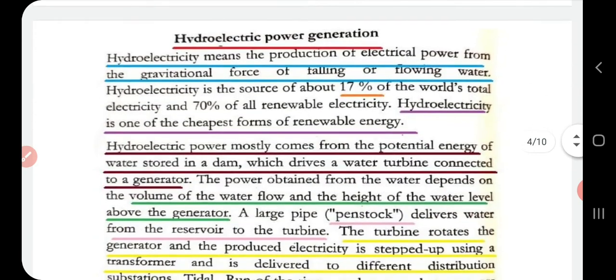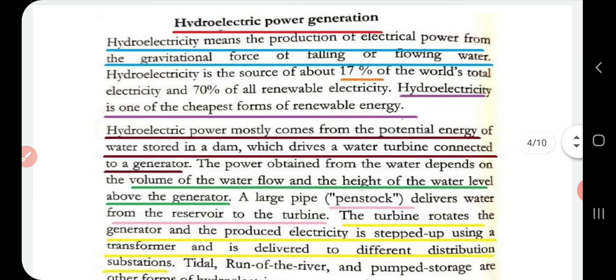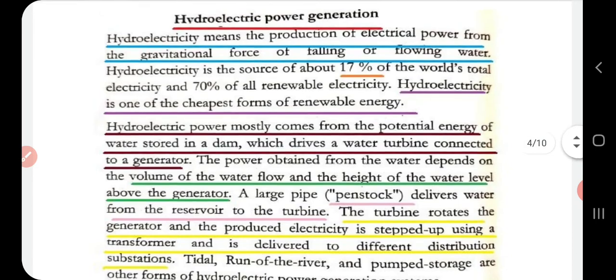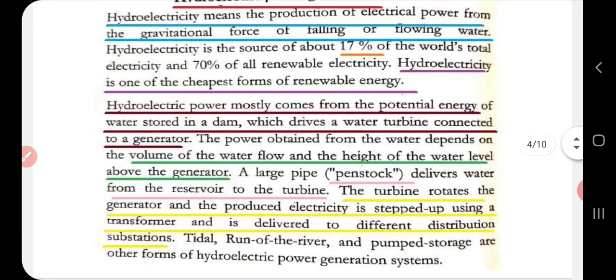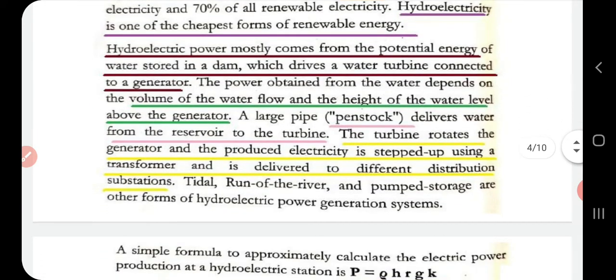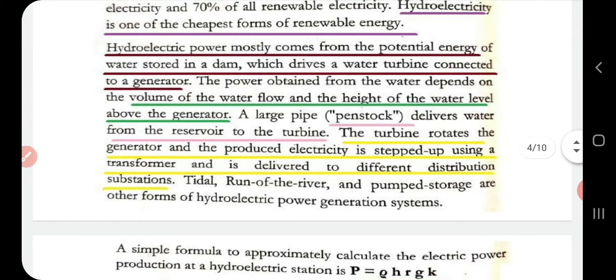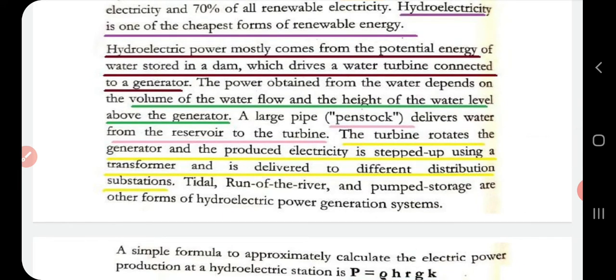Next is hydroelectric power generation. It is the production of electric power from the gravitational force of falling or flowing water. About 17% of the world's total electricity is hydroelectricity, and about 70% of all renewable electricity is also hydroelectricity. Hydroelectricity is one of the cheapest forms of renewable energy, and it comes from the potential energy of water stored in a dam. When water is stored in a dam at very high altitude, it possesses high potential energy. Using this potential energy of the stored water, hydroelectric power is produced.